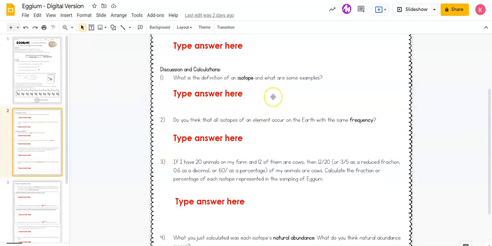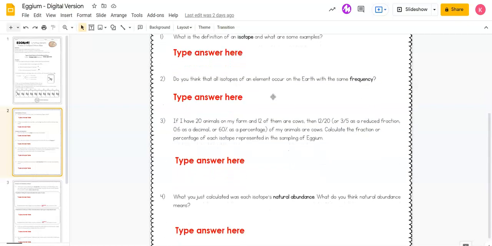The definition of an isotope and what are some examples. So what did we say an isotope was? And then what are some examples? Do you think that all isotopes occur with the same frequency? Frequency just means like is something showing up over and over and over again. So are you seeing a lot of them or not a lot of them?